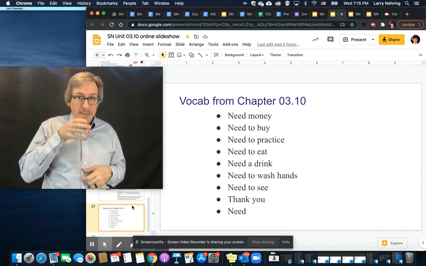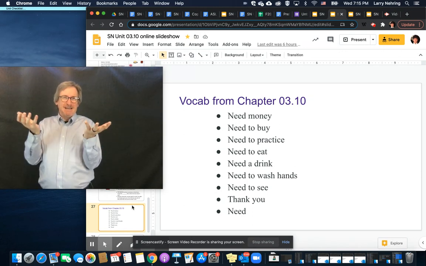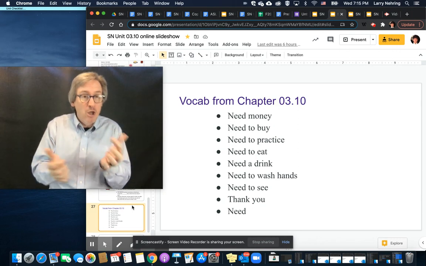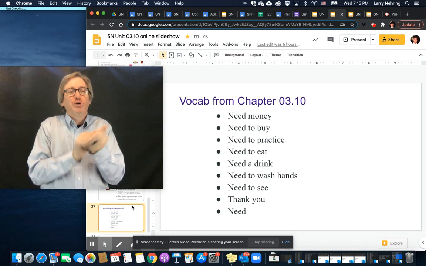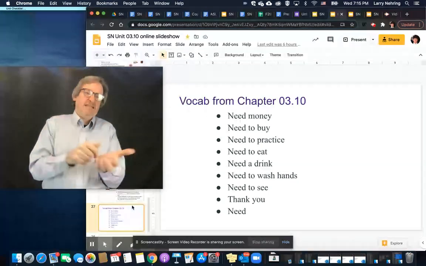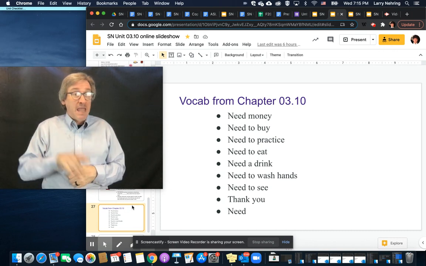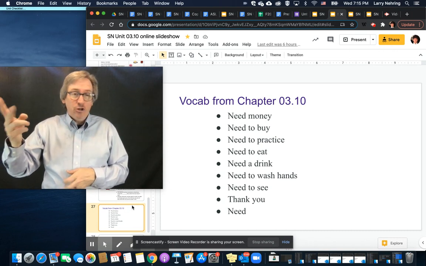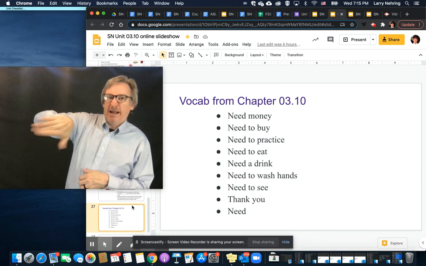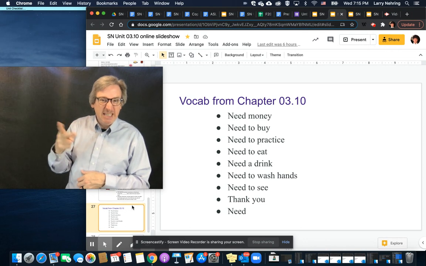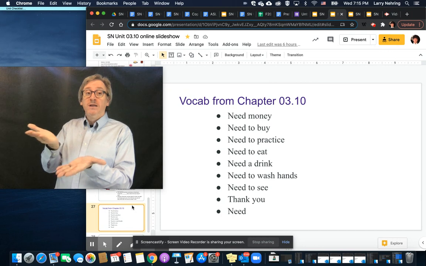Eat, drink, need to wash our hands. Who knew when they put together this PowerPoint that we'd be in a pandemic? Wash. We've used wash before. So I need to wash my hands. Hands, wash hands. Need to see. This was a lot useful if someone's blocking you and you say, oh, need to see. See. Need to see. Then thank you. It's like blowing a kiss. Thank you.